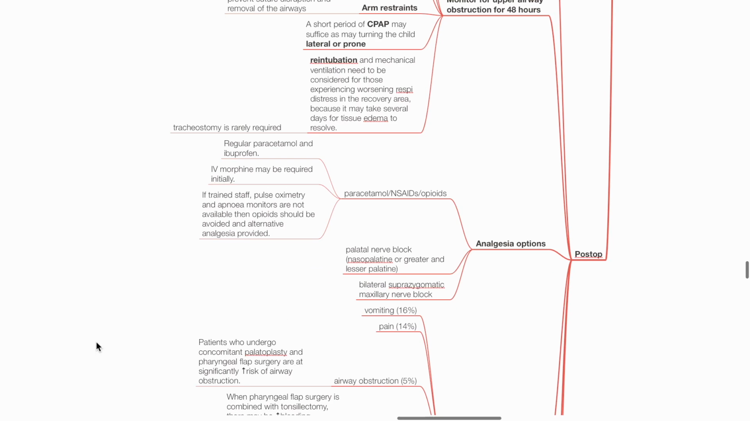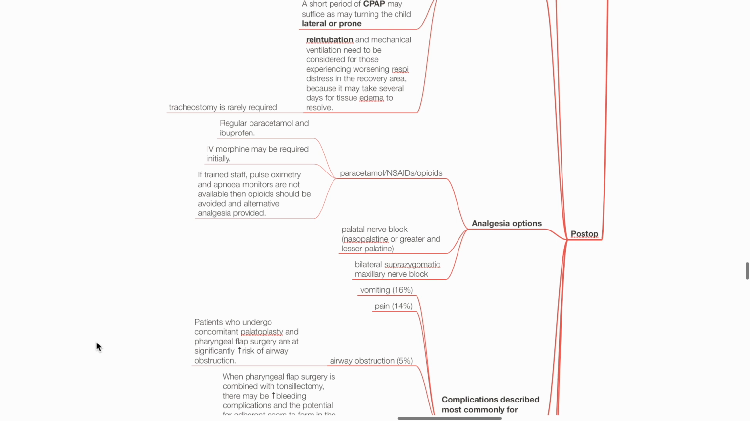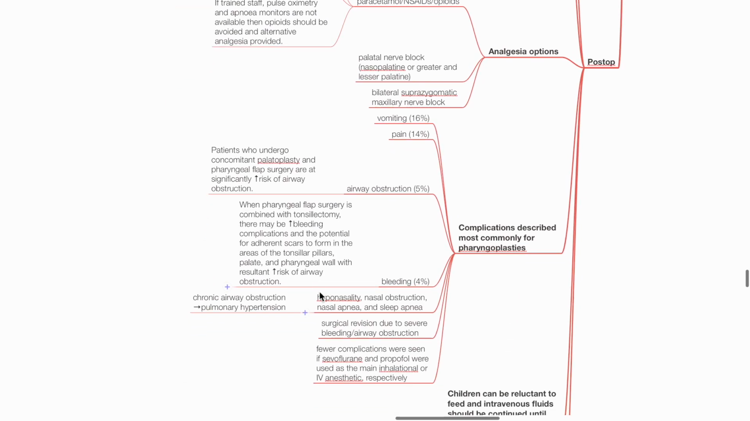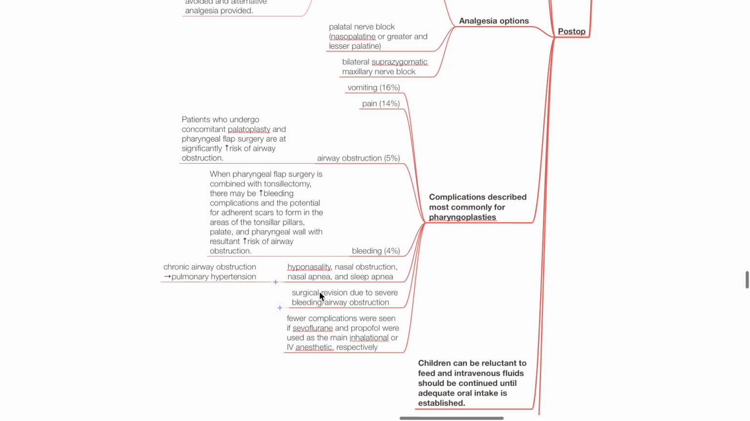Options for analgesia include paracetamol, NSAIDs, opioids, palatal nerve block, and bilateral suprazygomatic maxillary nerve block. Complications described most commonly for pharyngoplasties include vomiting, pain, airway obstruction, bleeding, apnea, and surgical revision due to severe bleeding or airway obstruction. Fewer complications were seen if sevoflurane and propofol were used as the main inhalational or IV anesthetic respectively.